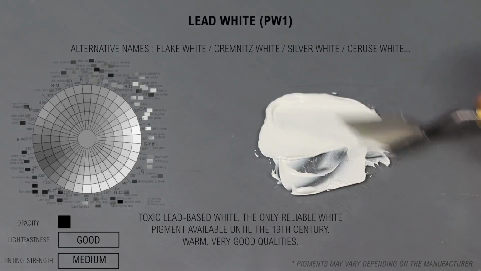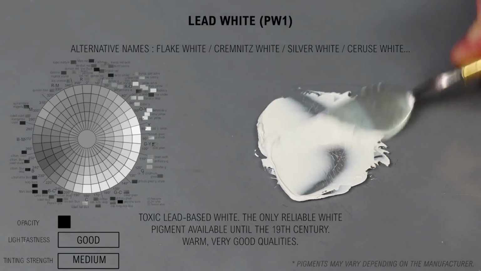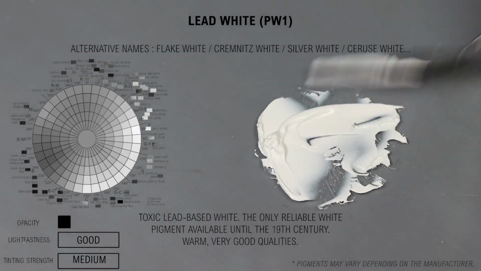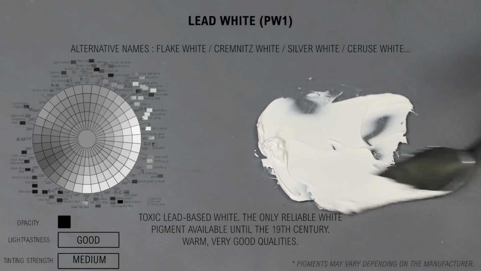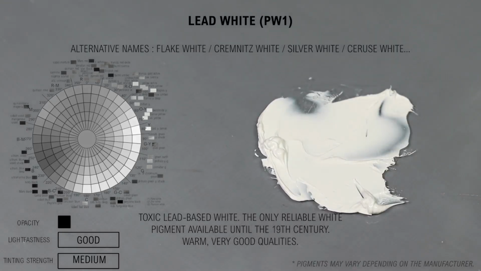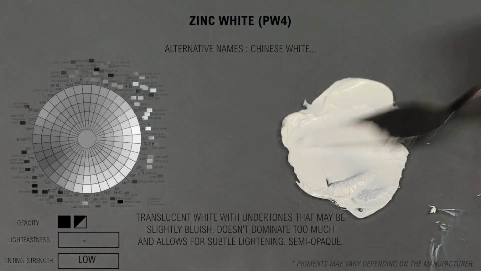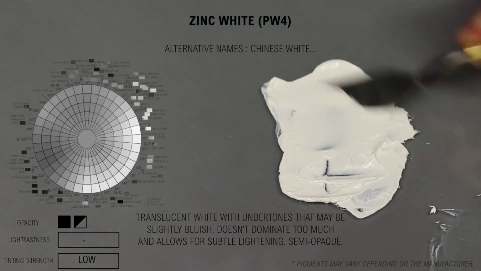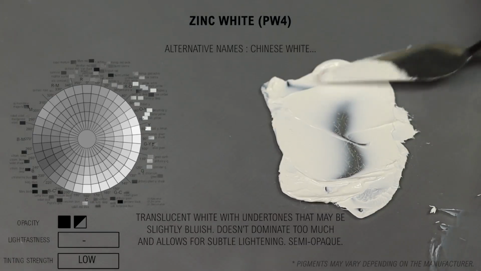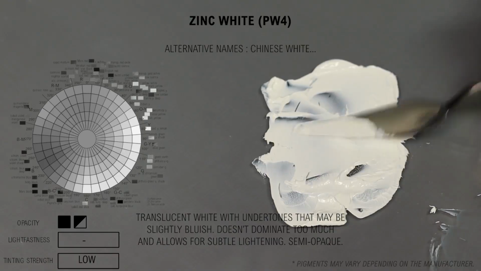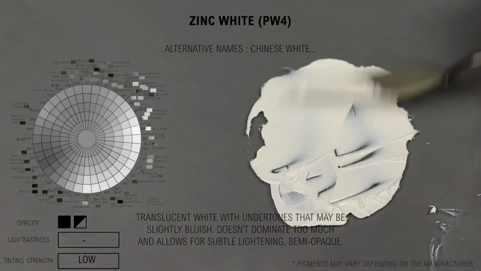Lead white is a toxic lead-based white. It was the only reliable white pigment available until the 19th century. It has very good qualities. Zinc white is a translucent white with undertones that may be slightly bluish. It doesn't dominate too much and allows for subtle lightening.